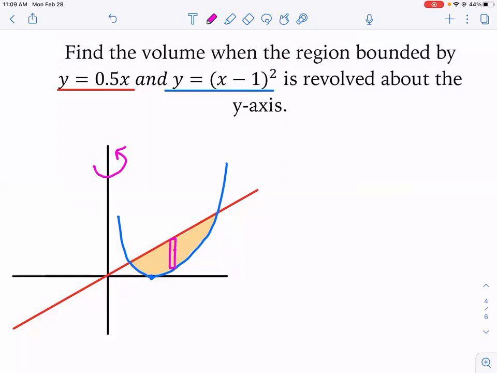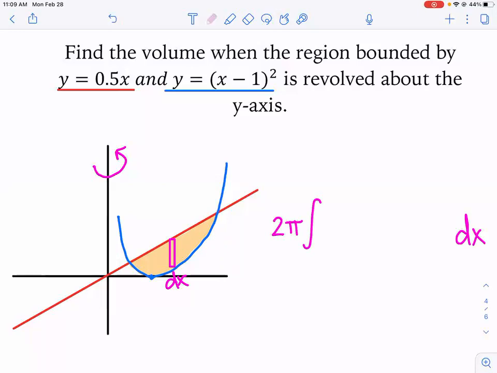which is why I'm teaching you the shell method. So we can draw in parallel rectangles to rotate around the y-axis. Okay, so when we set this up, we have 2 pi integral of radius times height times thickness.